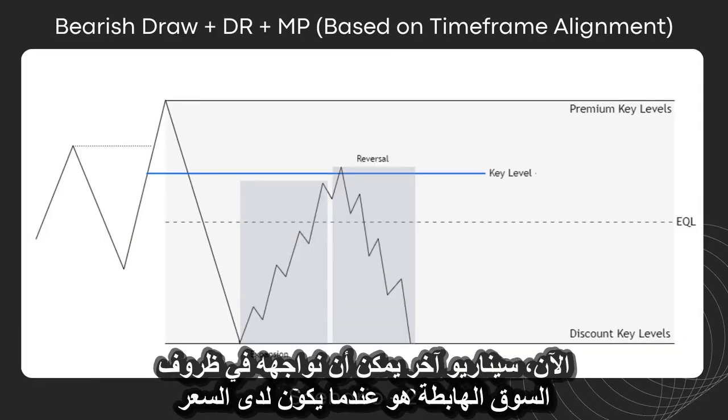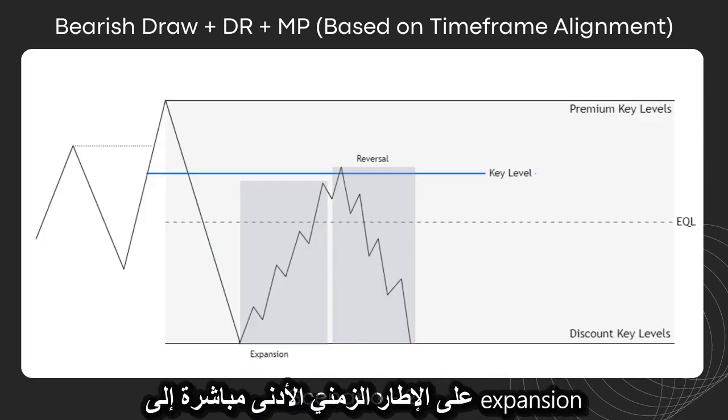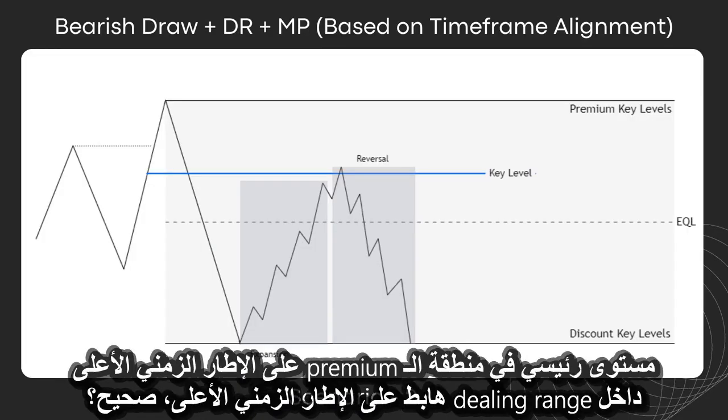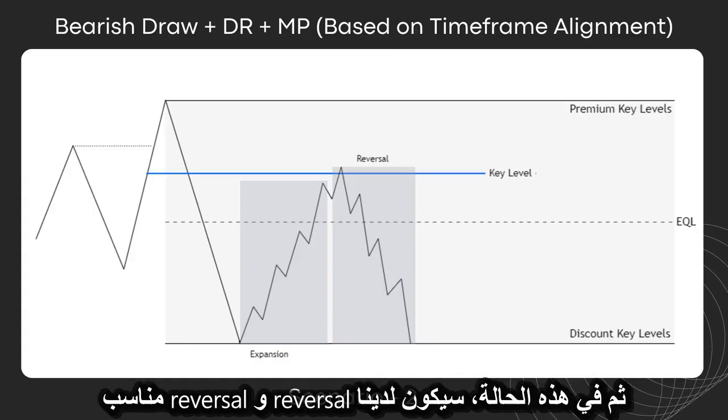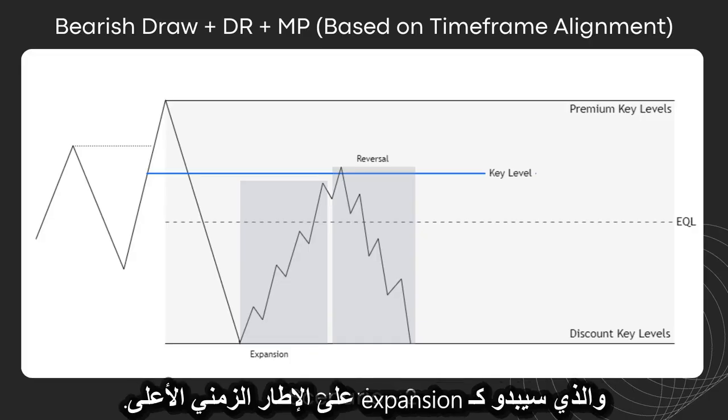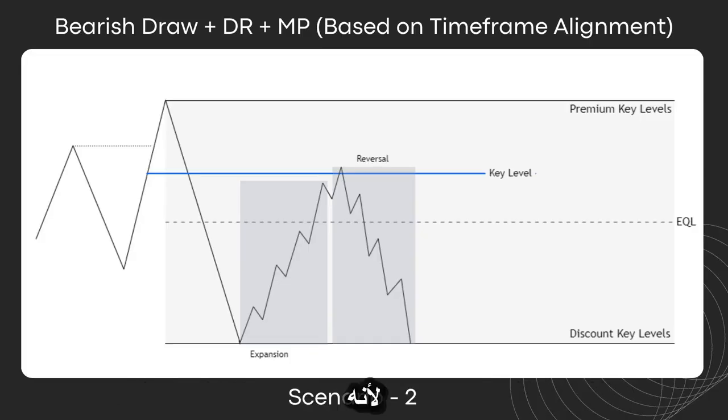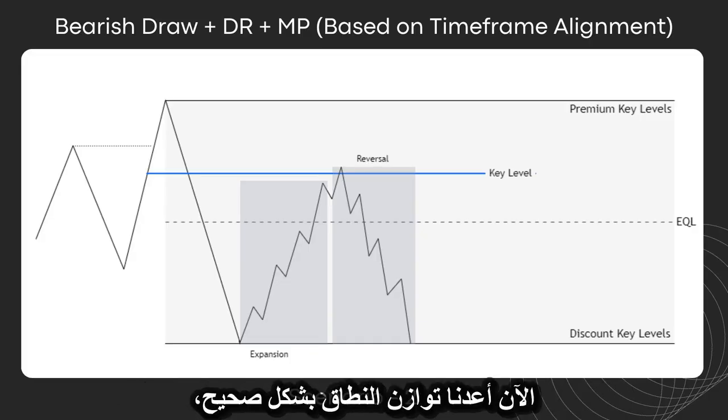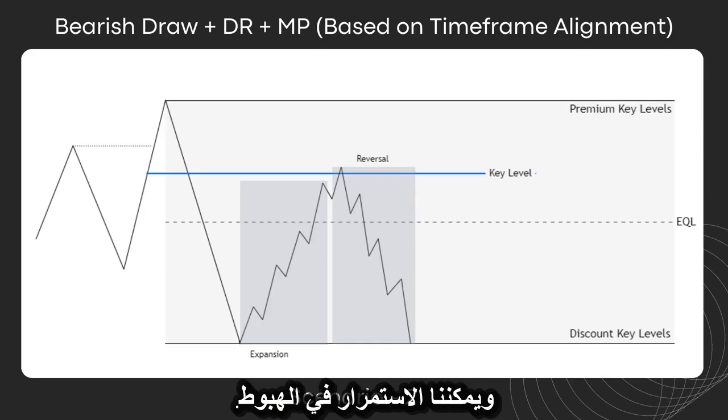Now another scenario we can have in a bearish market condition is when price has a lower time frame expansion straight away to a higher time frame premium key level inside a higher time frame bearish dealing range, right? Then in that case we'll have a proper reversal, which will look like an expansion on the higher time frame, because now we've properly rebalanced the range and we can continue going lower.